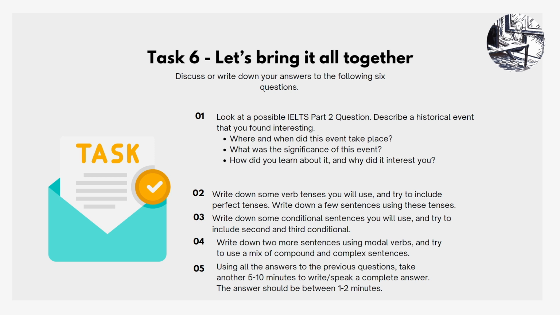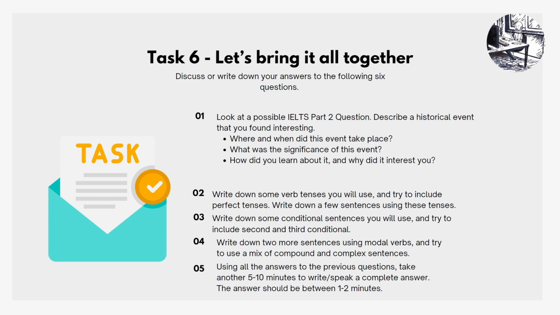Then I want you to follow 2, 3, 4. So this is basically applying what you learned today. Write down some verb tenses. Write down some perfect tenses that you want to use. Okay, how will you use them? Remember the point in time. Write down some conditional sentences. Include a second conditional. Not easy. I'm not saying this is easy, but try to write a second conditional or a third conditional.